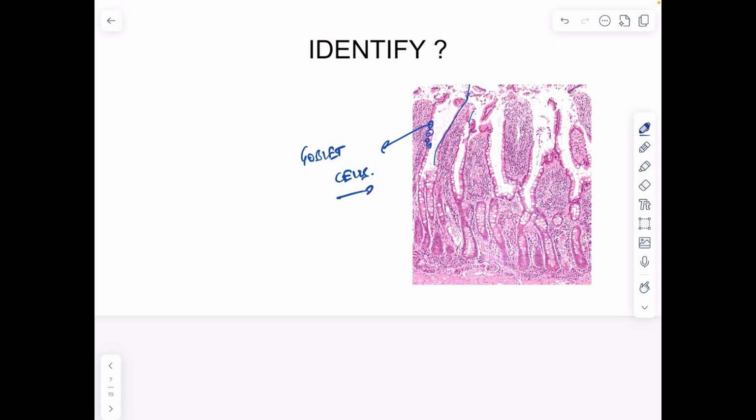There is the presence of crypts of Lieberkühn, which are invaginations in between the villi containing the stem cells and the Paneth cells. And simple columnar epithelium is the lining of the villi with a brush border. So this is how small intestinal slides are identified. The features that you have to remember are: one, the presence of villi; second, the presence of goblet cells; third, the crypts of Lieberkühn; and the simple columnar epithelium lining of the villi with a brush border.